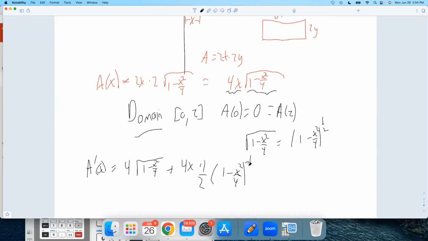And drop that power down by 1. So that'll become a negative 1/2 times the derivative of what's inside. This is chain rule. Derivative of 1 is just 0. Derivative of negative x squared over 4 would be negative 2/4 x.